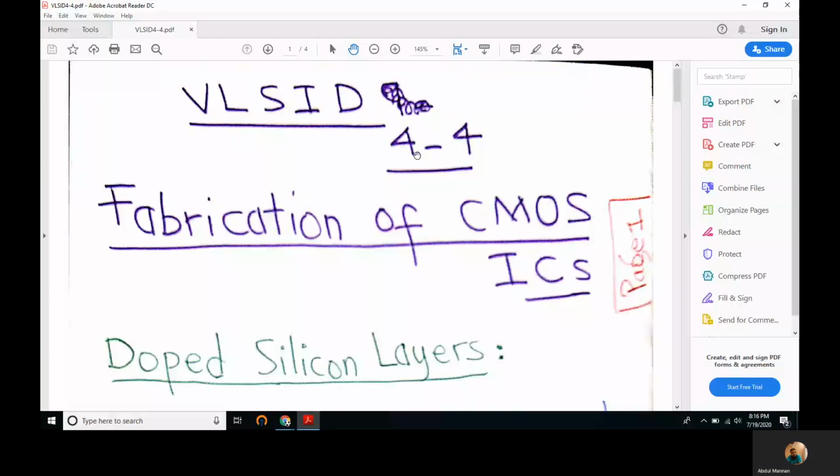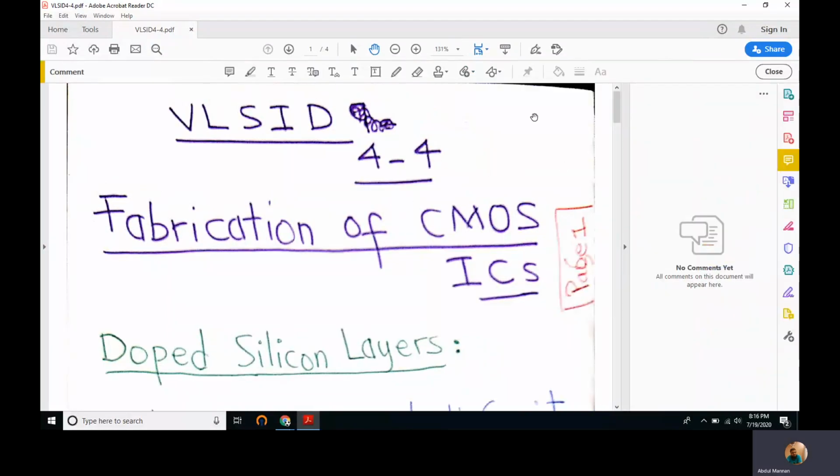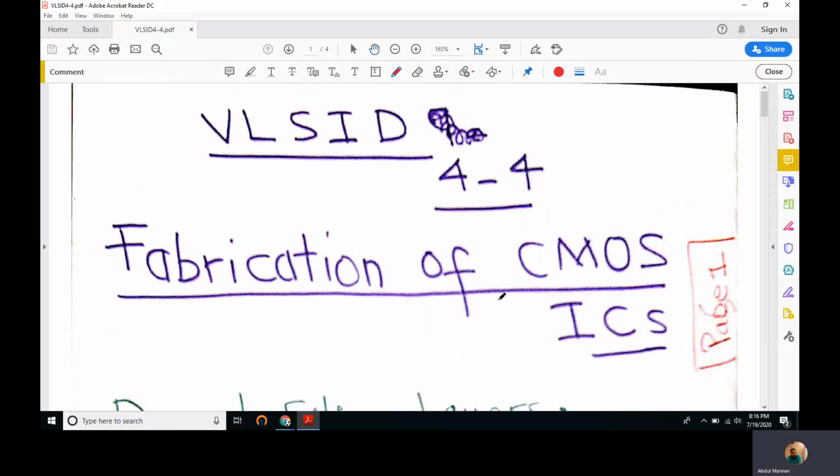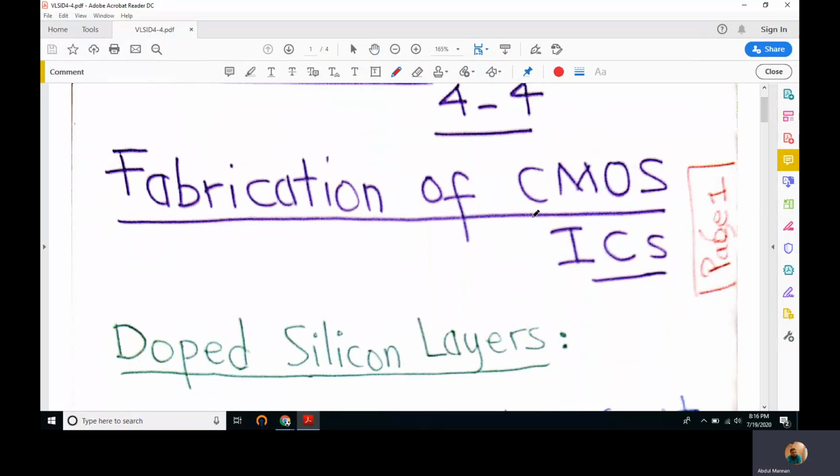Welcome to the fourth lecture from chapter number 4. In this lecture, we'll study doped silicon layers, and we are studying fabrication of CMOS ICs in this chapter number 4.